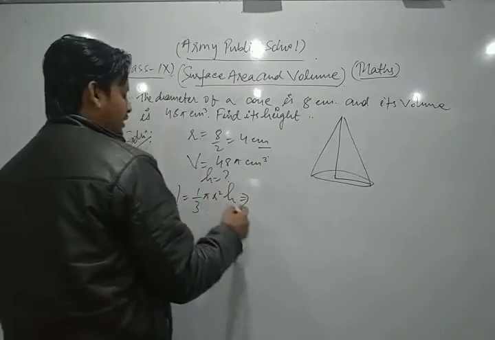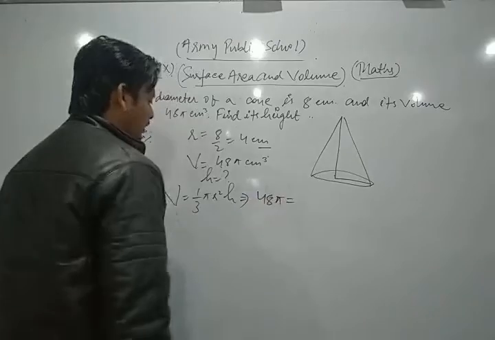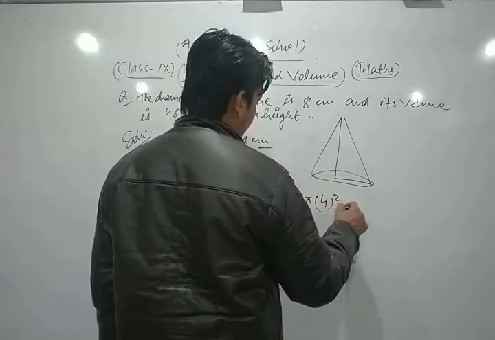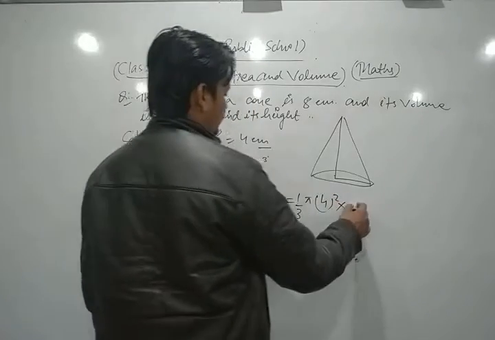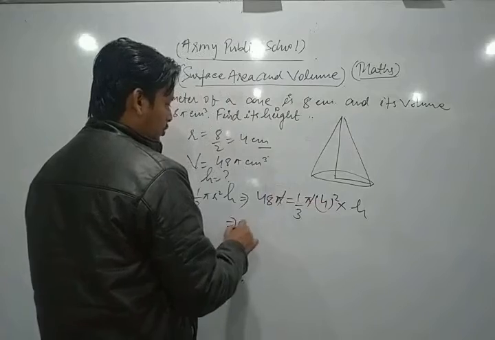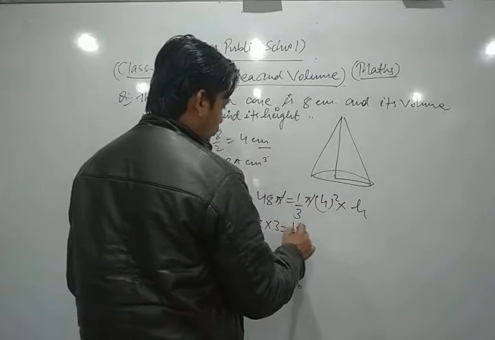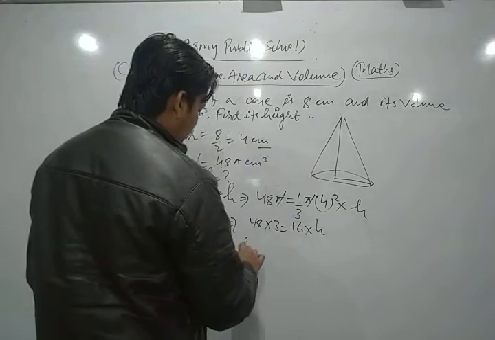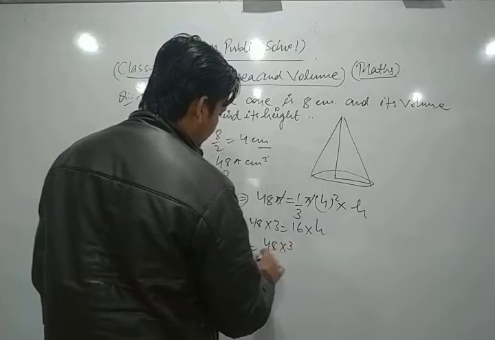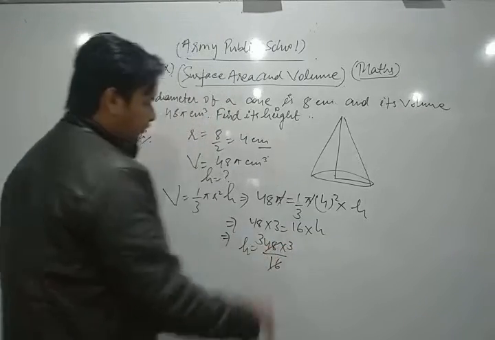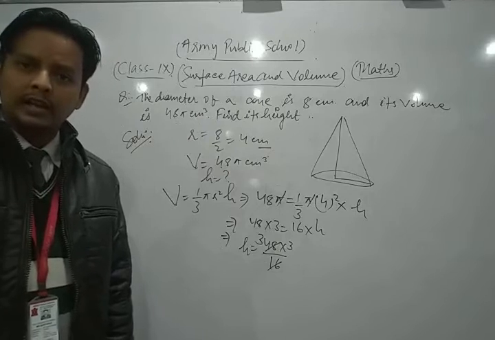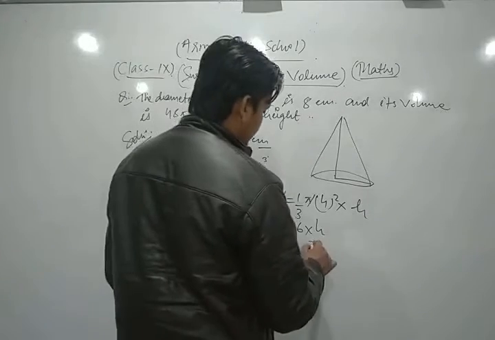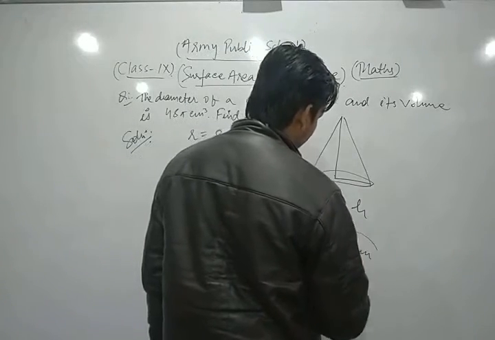Now the value of V is 48 pi, equal to 1 upon 3 pi r square, means 4 square, into h, which we find. So now pi cancels on both sides. So 48 into 3 is equal to 16 into h. Now from there, the value of h is 48 multiplied by 3 divided by 16. 16 3s are 48. And now 3 into 3, 3 3s are 9. That is 9 centimeter.